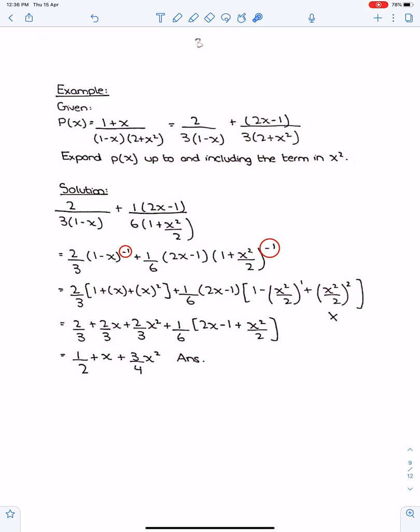Now the question is expand p of x up to and including the term in x square. Now you have to expand this carefully. Number one, check the first term of the expansions. This expansion has first term 1, so this is fine. But this expansion has first term 2, so we have to make the first term of this expansion 1 by taking 2 common. When you take 2 common from this expansion, you'll get this thing.